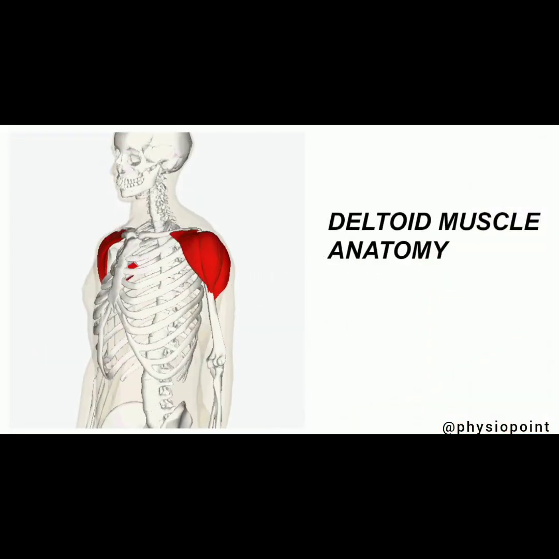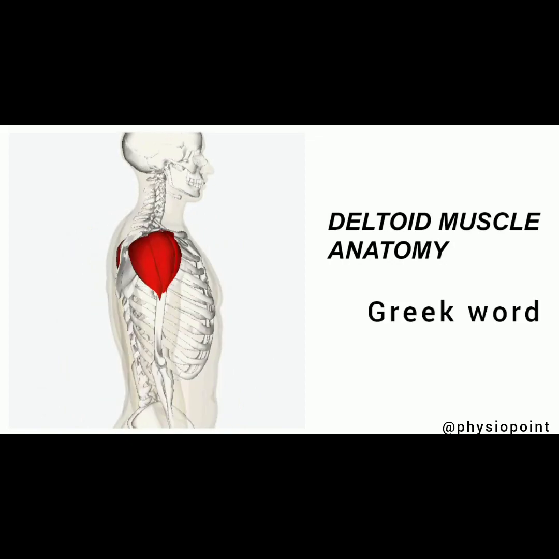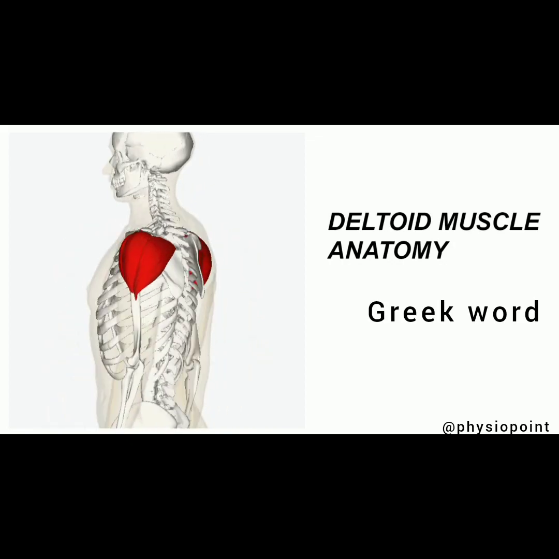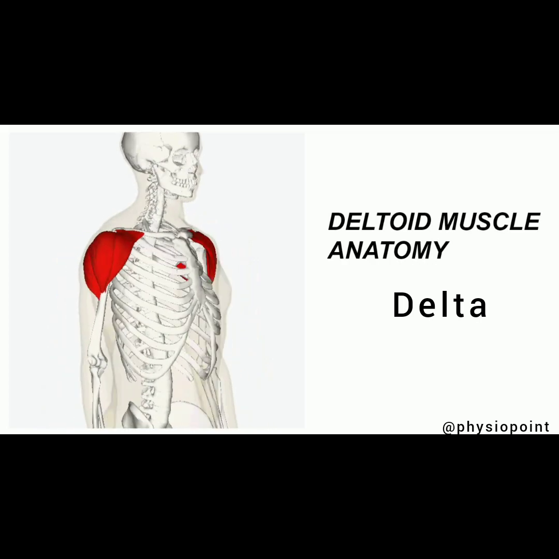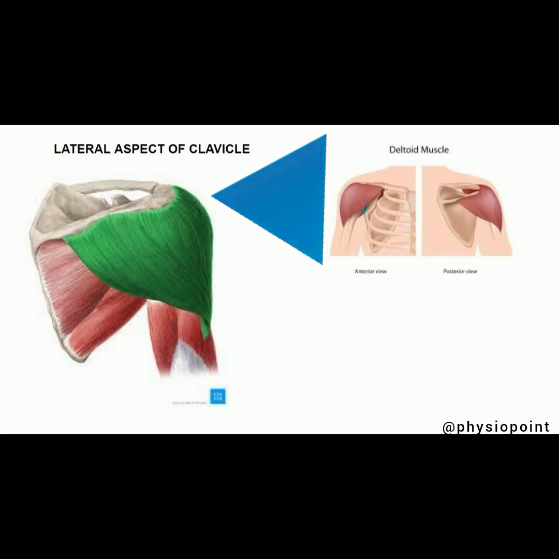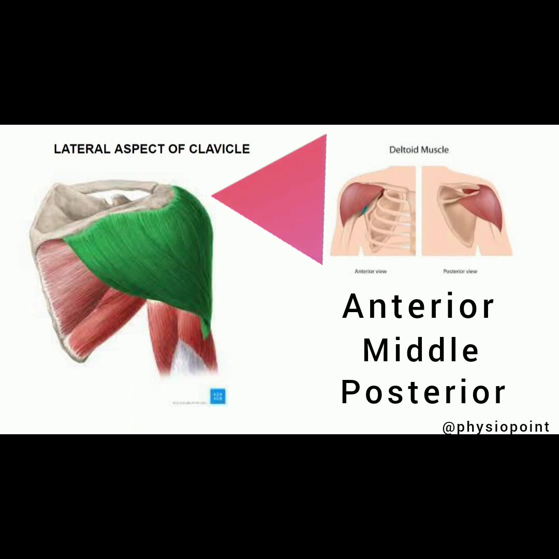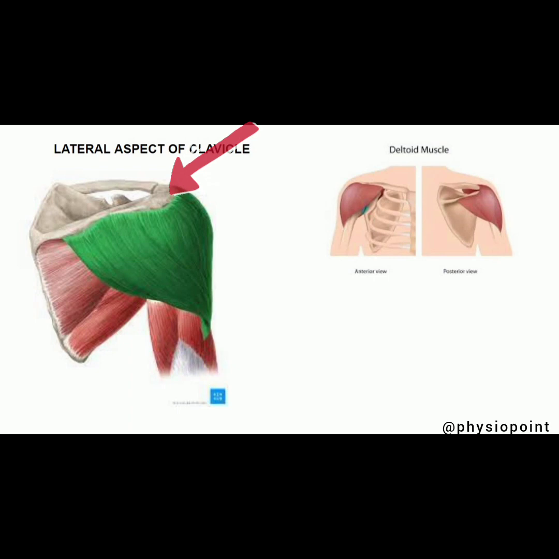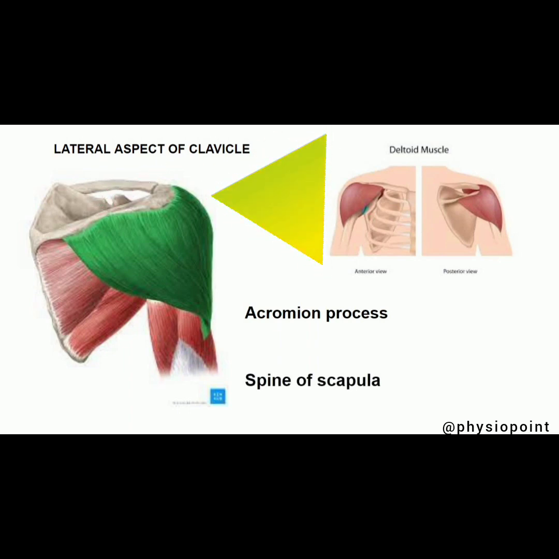Deltoid muscle anatomy. As the name suggests, deltoid is derived from a Greek word which denotes the sign delta, which is triangular in shape. Similarly, the muscle is also triangular in shape with the base upward as well as the apex downward. So deltoid muscle consists of 3 fibers: anterior, middle as well as the posterior fibers. Anterior fibers originate from the lateral 1/3 of the clavicle. Middle fibers originate from the acromion process, and the posterior fibers originate from the spine of the scapula.